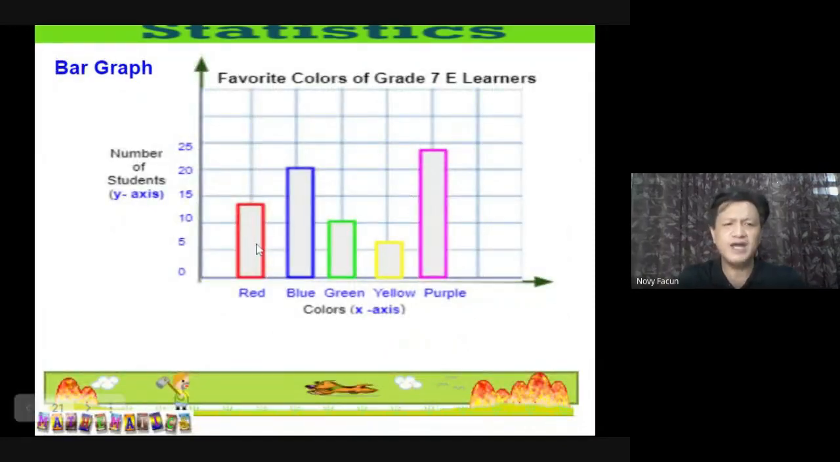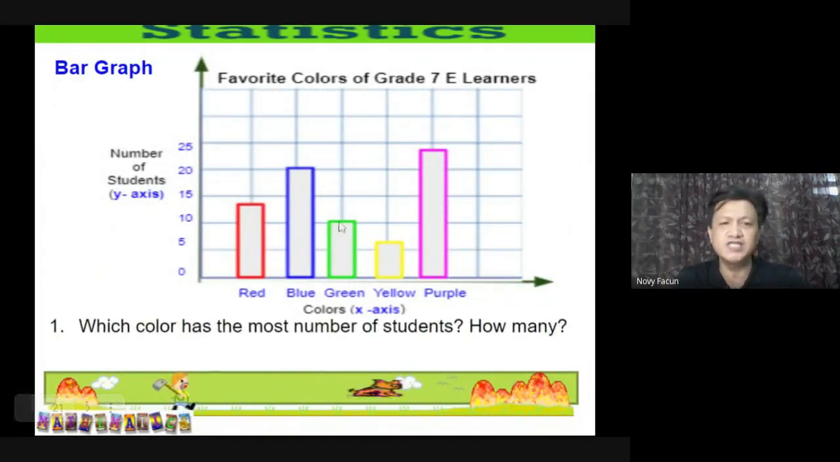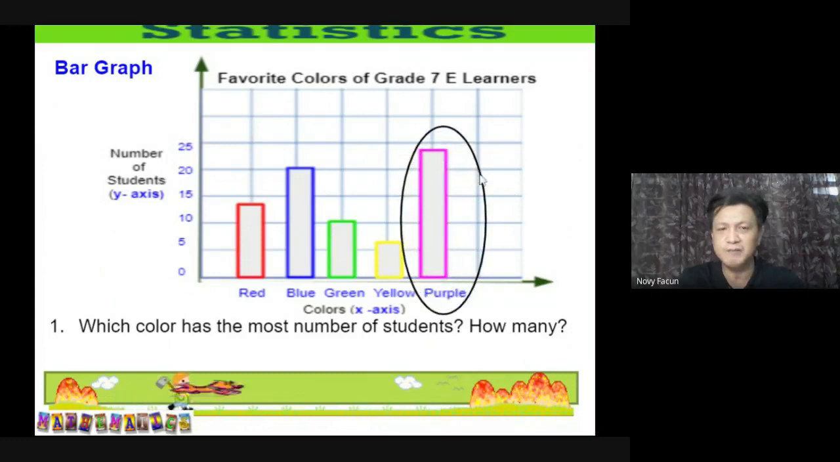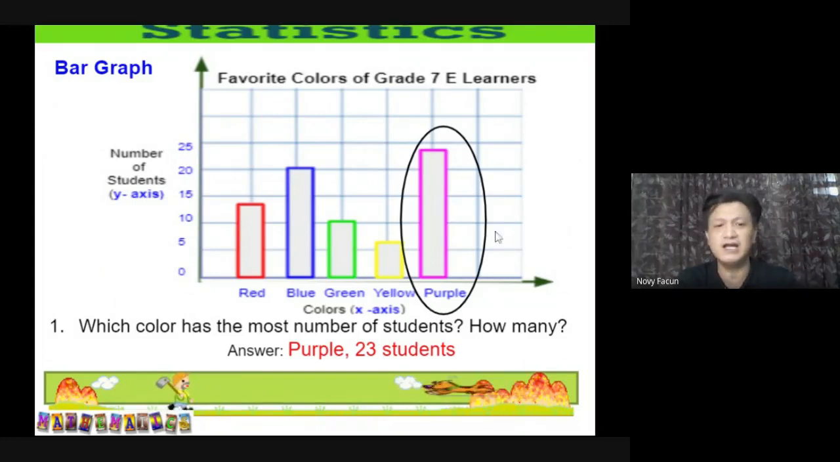Okay, so with that, we can now answer the given question based on the graph or the bar graph. Which color has the most number of students? How many? Di ba kitang-kita natin yung pinakamataas na bar? That is purple. Okay, di ba? So, ilan ba may gusto sa purple? That is 23 students based dun sa table natin kanina.